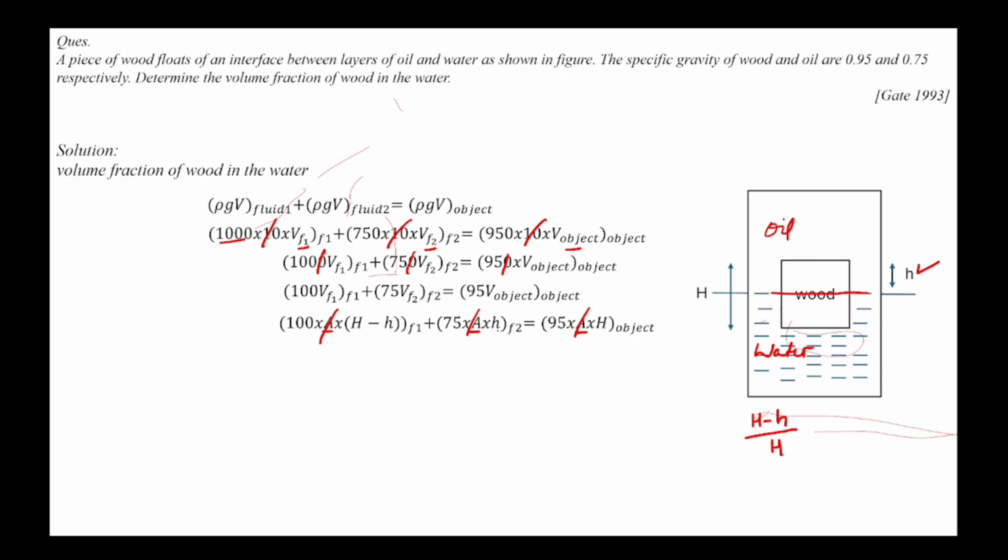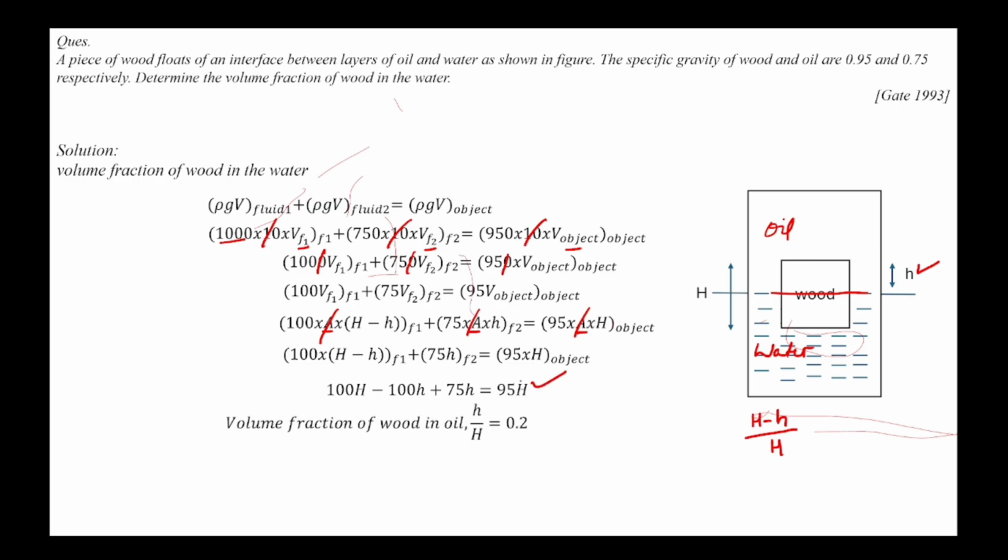In oil it is h, and the height of the complete object is H. So we'll solve that. Okay, so the final equation comes out like this. Now rearranging this equation, we get the volume fraction of wood in oil as 0.2, but we have to calculate the volume fraction of wood in water, so it will be 1 minus 0.2, that is 0.8.